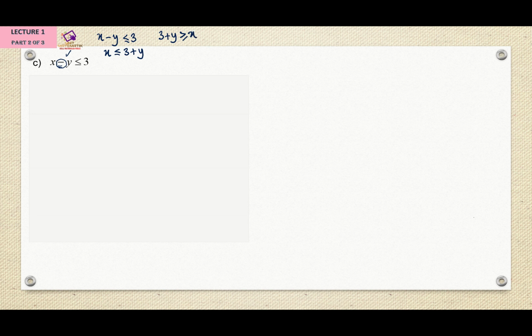Please avoid careless mistakes. Okay, student? So now you have the new inequality, which is 3 plus y greater than or equal to x. Here you can see that your y is on the left-hand side and your y is positive. Since we have 3 plus y greater than or equal to x, the second thing we can identify is whether this is a broken line or solid line, and whether this is the upper or lower region.